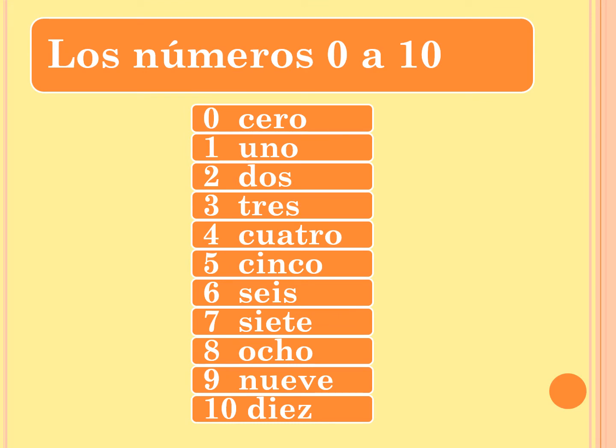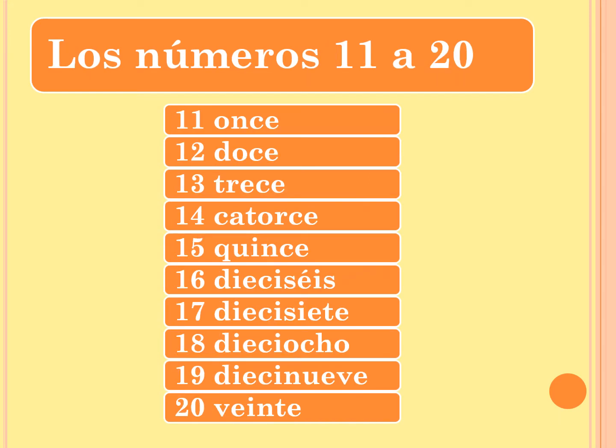We'll start with 0. Cero, uno, dos, tres, cuatro, cinco, seis, siete, ocho, nueve, diez. With diez, you may want to look at some English words that are similar, like decade or decimate, that have to do with the number 10. Continuing on, once, doce, trece, catorce, quince, dieciséis, diecisiete, dieciocho, diecinueve, veinte.